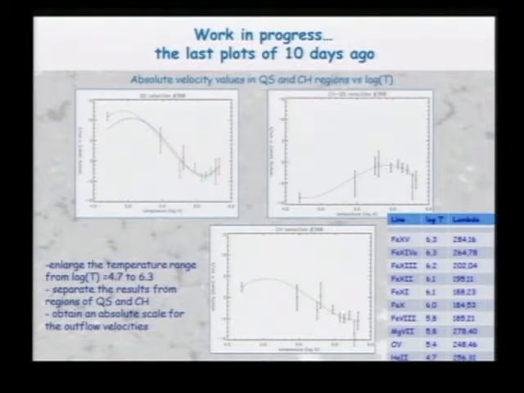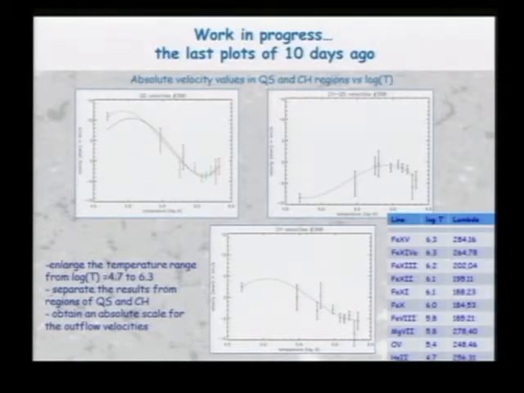These are the last plots that Alan sent to me 10 days ago. So maybe Alan can explain better than me these plots. Anyway, the work is in progress. We enlarge the temperature range from log T equals 4.7 to 6.3 to have a wider range in the solar atmosphere. We separate better the results from regions of quiet sun and coronal hole, and we obtain an absolute scale for the outflow velocities. This is almost done, but we have to fix all the ideas.